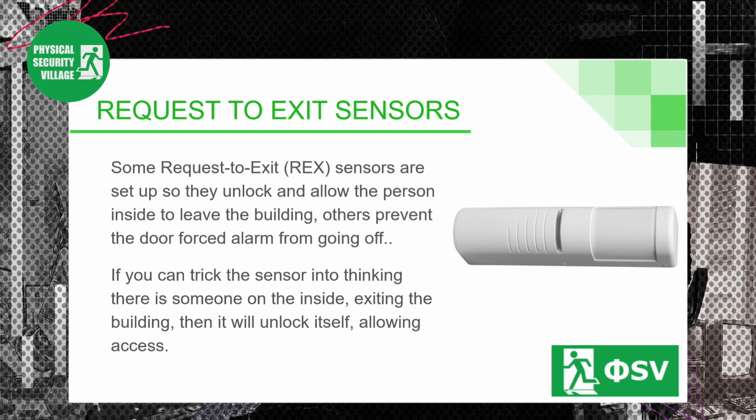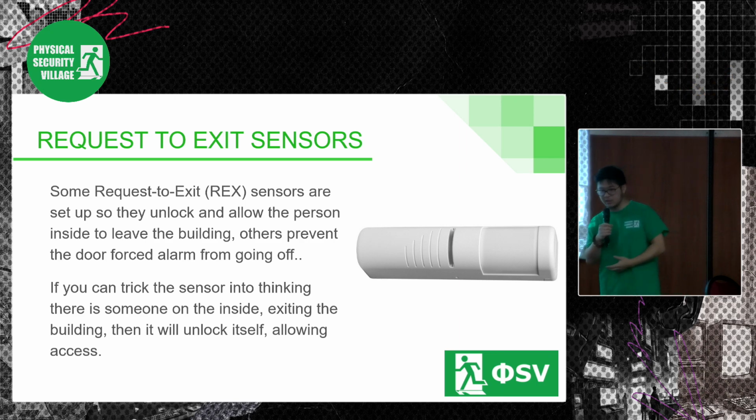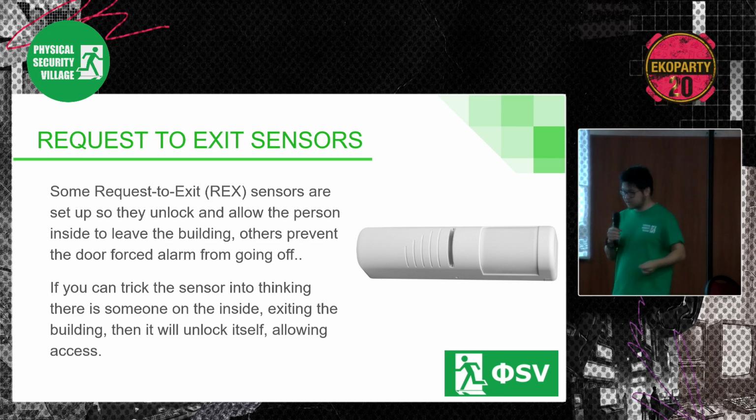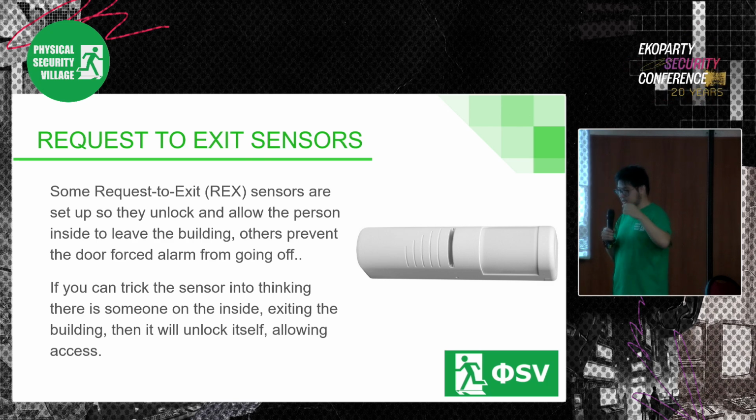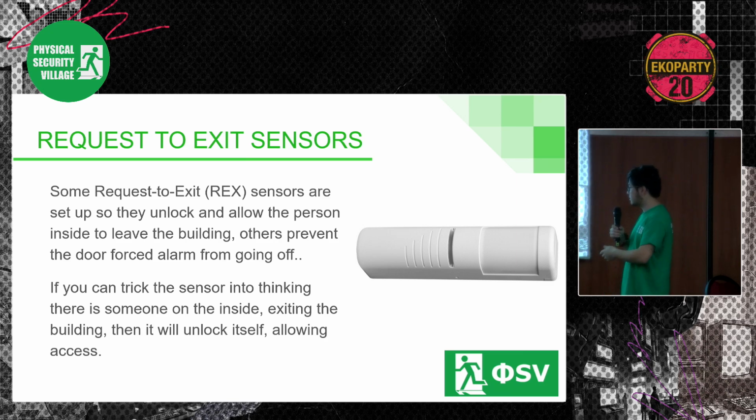So there are also PIR sensors or request to exit sensors. These sensors are often implemented for convenience. If you're coming from the inside of a secure space, then sometimes it'll either unlock the door or open it automatically in some cases. Oftentimes either you'll need to tap a fob or these request to exit sensors will need to be activated for the alarm to not go off. So if you can trick the sensor into thinking that there's someone coming from the secure space, oftentimes it'll unlock the door itself.